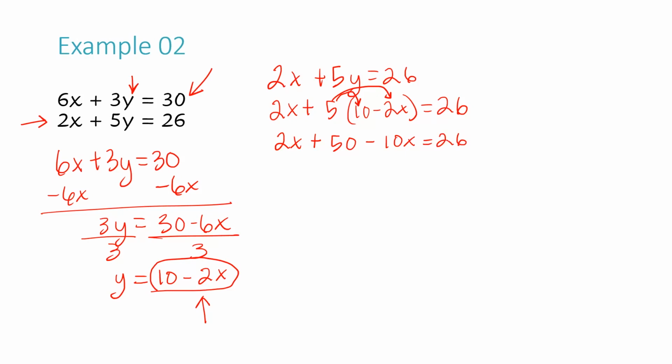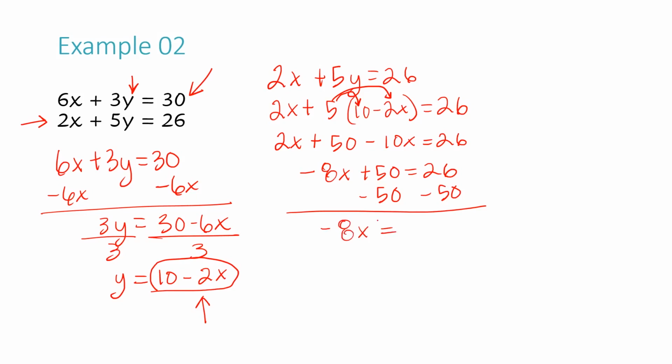All right. Now I'm going to combine like terms. I have a 2x. I need to take away 10x. That would leave me with negative 8x plus 50 equals 26. Now I'm going to move this 50 over here. I'm left with negative 8x equals negative 24. Okay. Now I'm going to divide by negative 8 on both sides. And I'm left with x equals 3. All right. So now I have an x value. Now I need to calculate a y value.